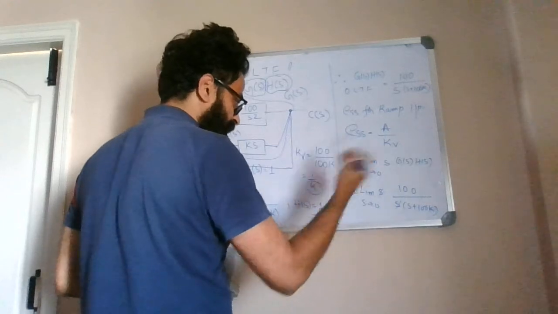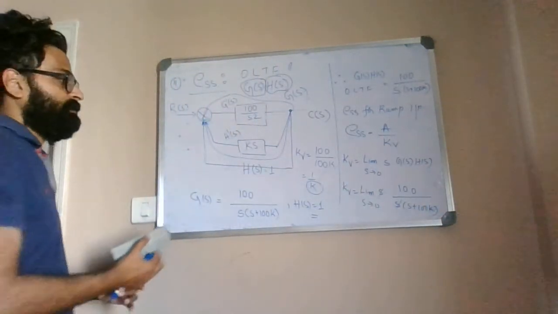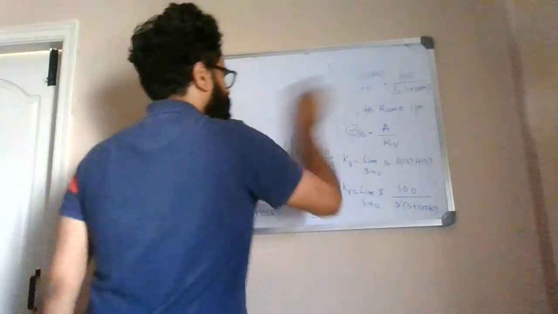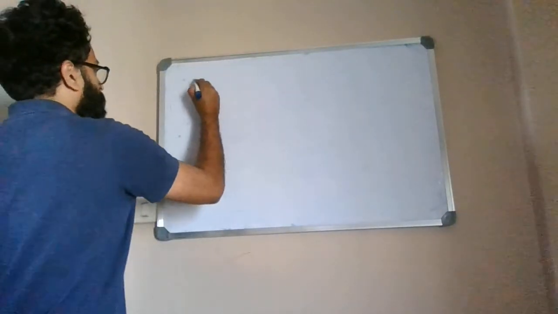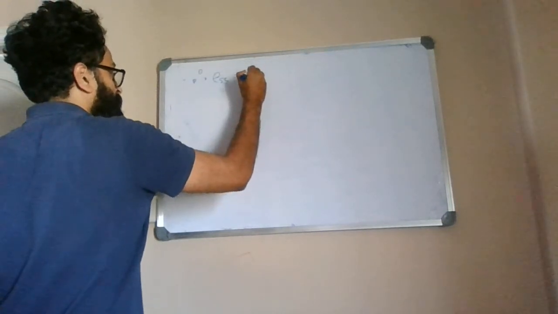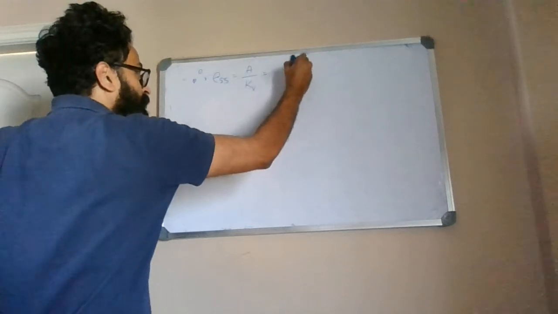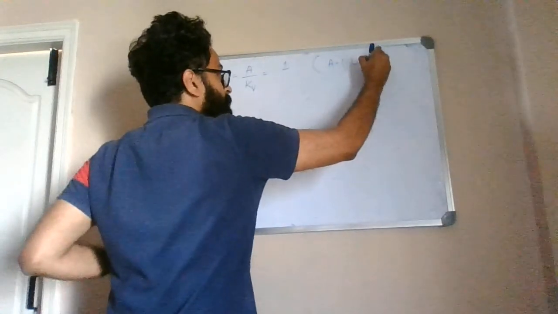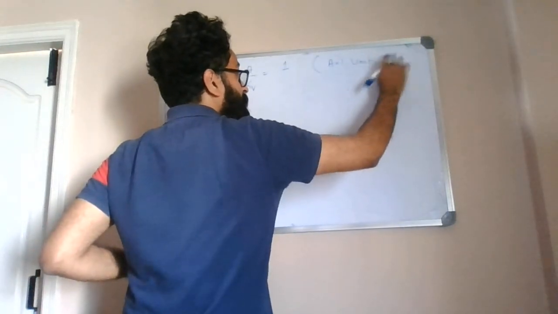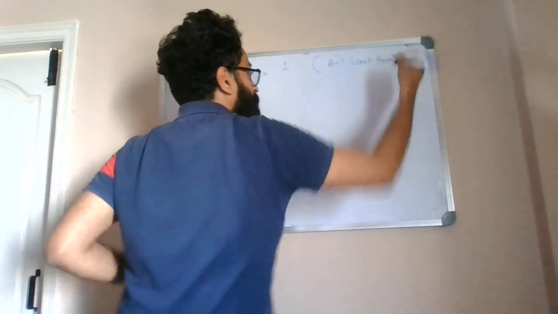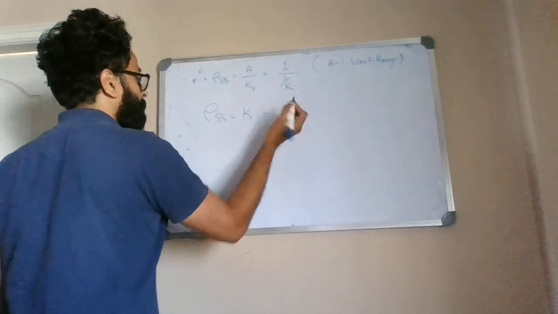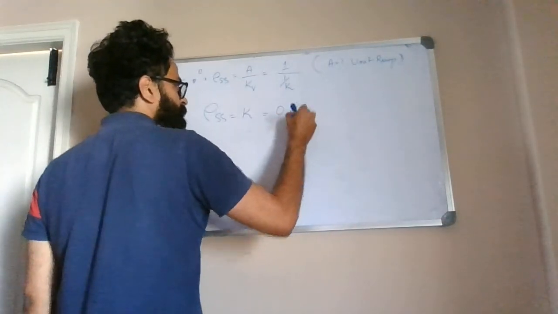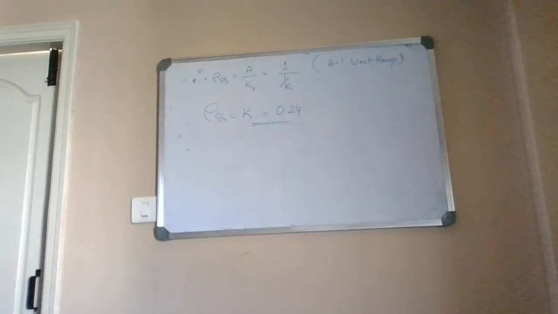So please substitute the value of K from the previous step. That's how you calculate the steady state error. Therefore steady state error is A by kV, where A is 1, because the input you are considering is a unit ramp function. So A is equal to 1 divided by kV, and kV you have obtained as 1 by K. So ESS is equal to K, right? K is 0.24 something. So that's your steady state error for the ramp.